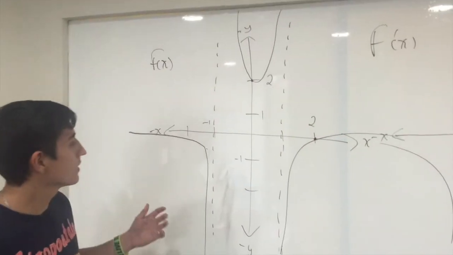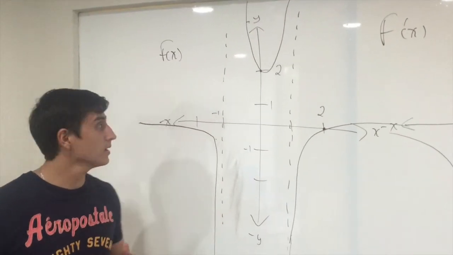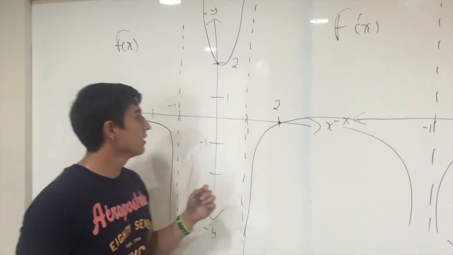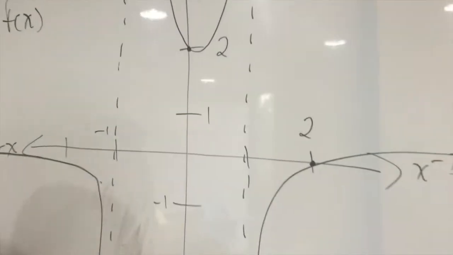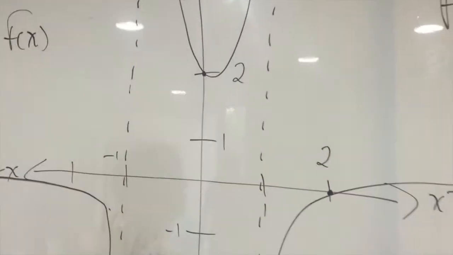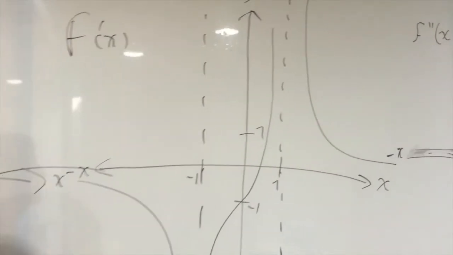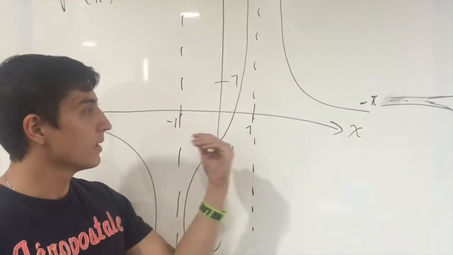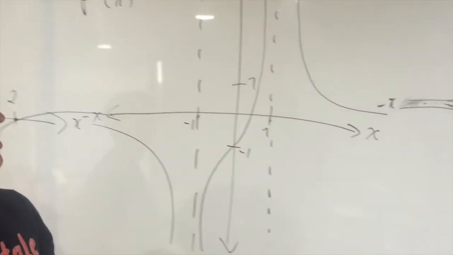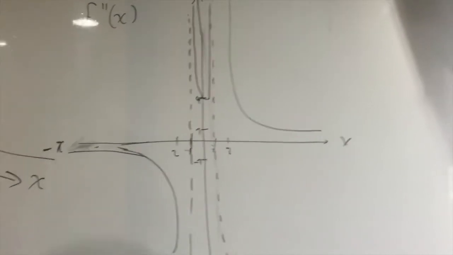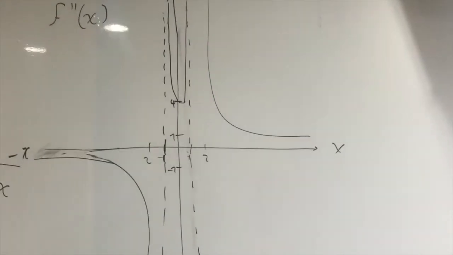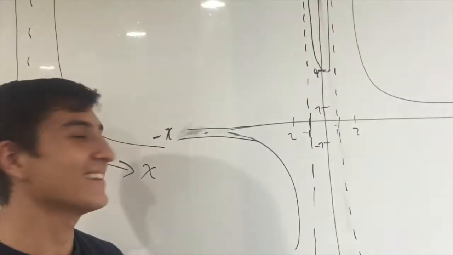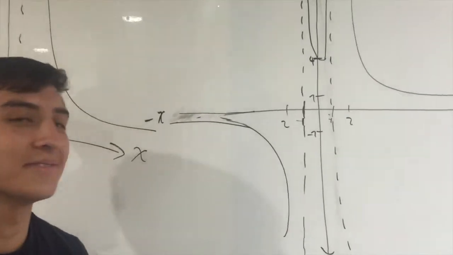So here is the graph for the function given. Here we can see the vertical asymptotes, which are at minus 1 and 1. And remember that the horizontal asymptote is 0. So here we have the graph for our first derivative. The vertical asymptotes are the same, minus 1 and 1. The horizontal asymptote is equal to 0. So here is the graph for the second derivative, and it is basically the same. The vertical asymptotes are minus 1 and 1. The horizontal asymptote is equal to 0.